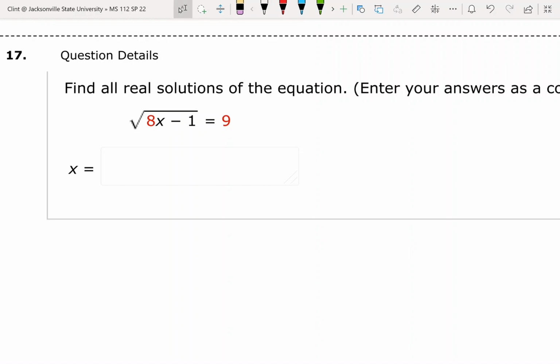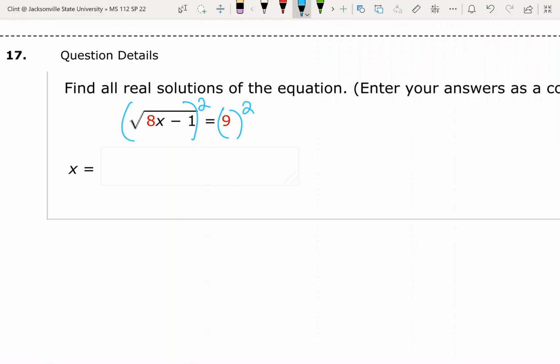Okay, 17. We have a radical equation. So on these, we've got a square root on this one. So we would want to get our square root by itself on one side. We've already got that starting out. And then what do we do to get rid of the square root? You're on the right track. We're going to do the second power. That's probably what you were thinking. Square it. Square both sides.